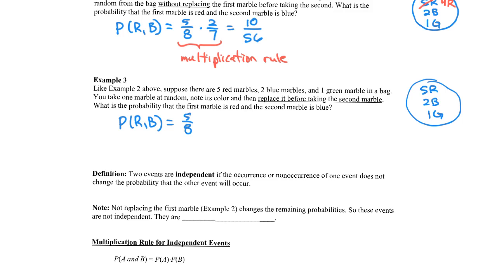Now the difference is now we replace it. We put the red marble back in the pile, randomly pick another one, and the probability that we pick a blue one now is going to be 2 out of 8. So now we're going to multiply again by 2 out of 8, and we get 10 out of 64. And once again, we're multiplying because of what is called the multiplication rule.